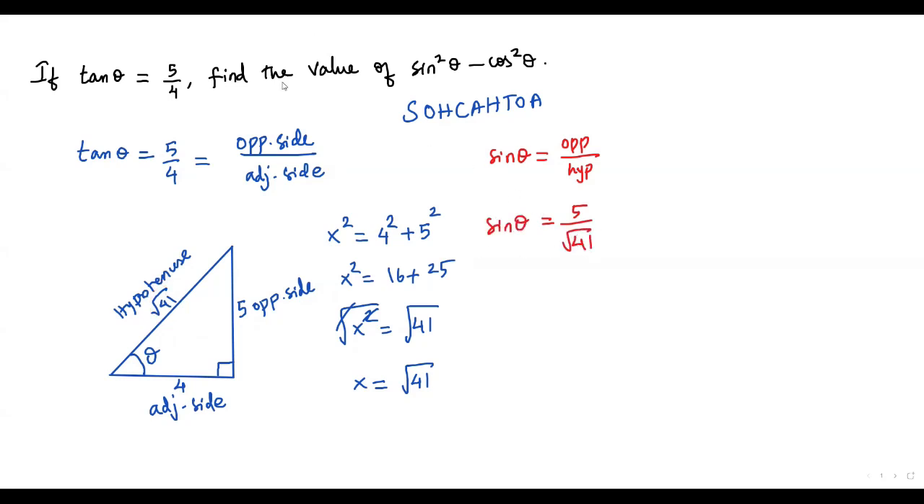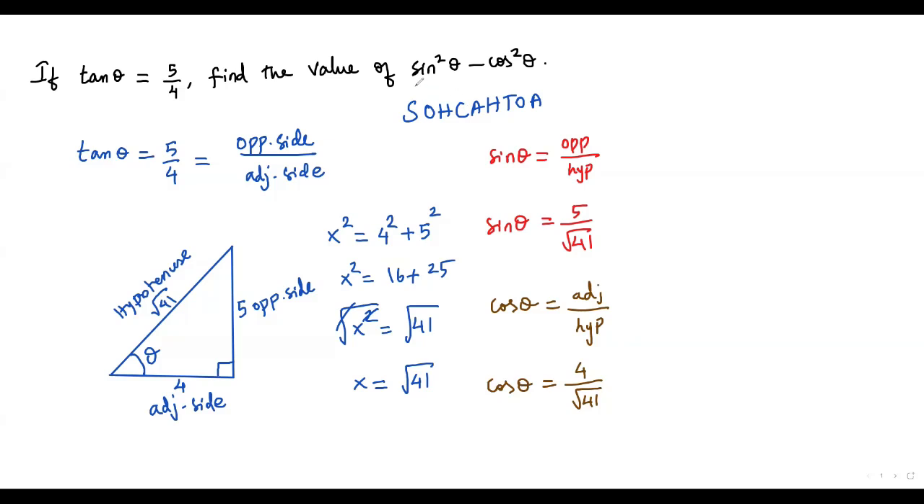Okay, now let's get the value of cosine theta. So cosine theta is equal to, according to SOH CAH TOA, I have to consider the middle three letters for the formula of cosine theta. That is, cosine theta equals adjacent over hypotenuse. So let me write it, adjacent over hypotenuse. What's the length of the adjacent side? It's 4 over, what is the hypotenuse? Its length is square root of 41. Okay, now I got the value of cosine theta too.